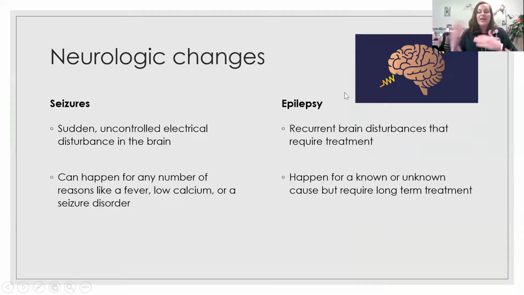Neurologic changes, even though they can be measured with an MRI and an EEG, and EEG is actually what we use to detect seizures. I wanted to just explain what seizures are and what epilepsy is, because I think they're very interchangeable and sometimes doctors will just throw out both. But a seizure is a single, sudden, uncontrolled electrical disturbance in the brain.